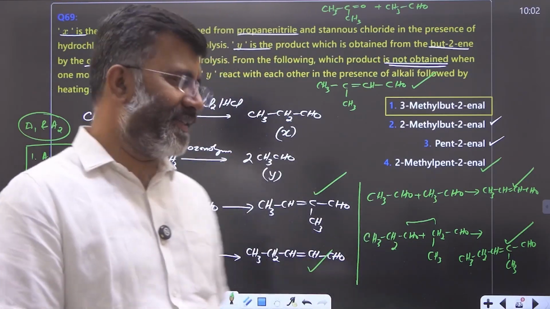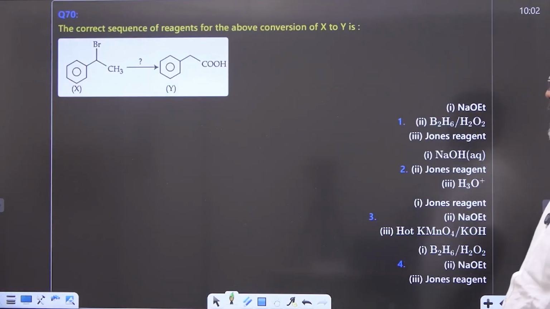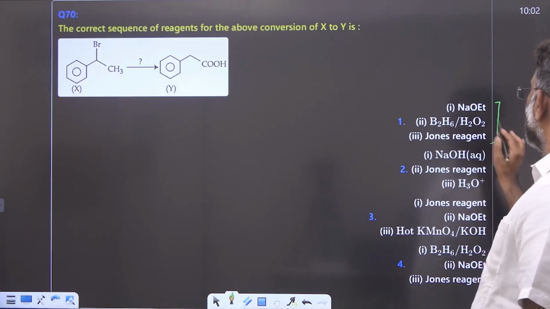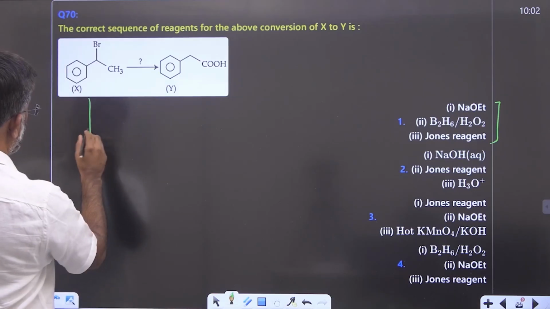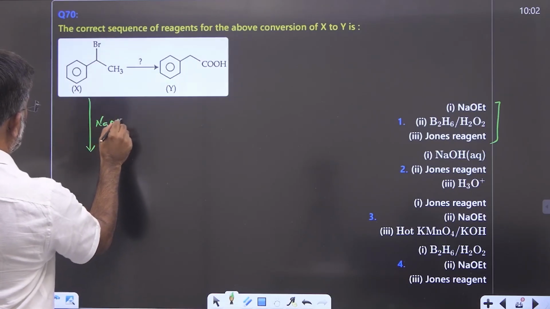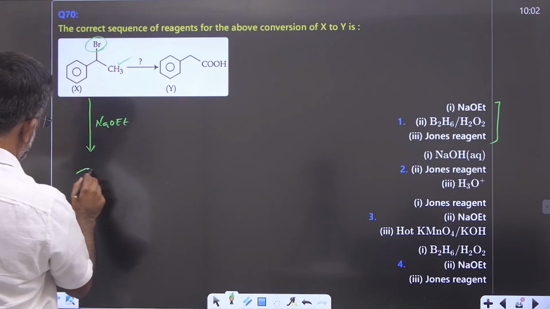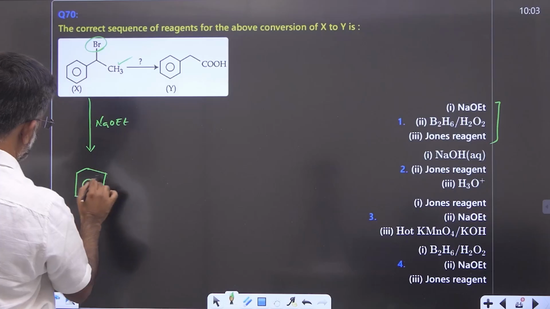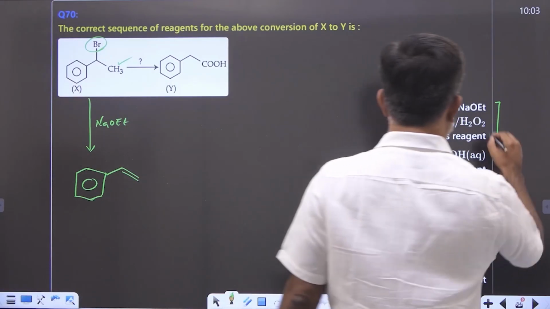Okay, next question. Question number 70. The correct sequence of reagents for the above conversion X to Y. Let's verify the first combination. You have sodium ethoxide, that is alcoholic NaOH, NaOEt, there will be elimination reaction. This bromine and this hydrogen will go and you will get alkene.